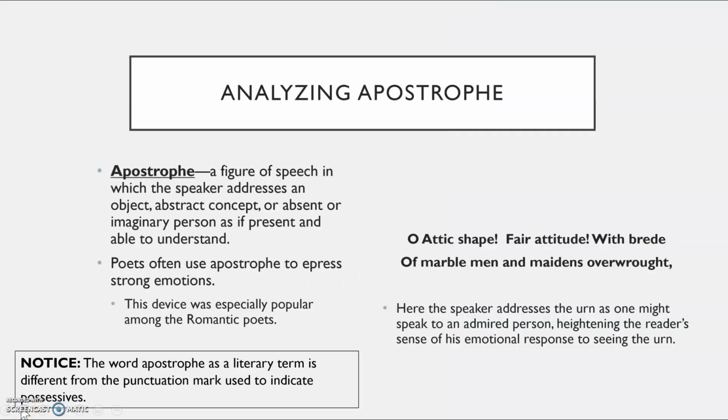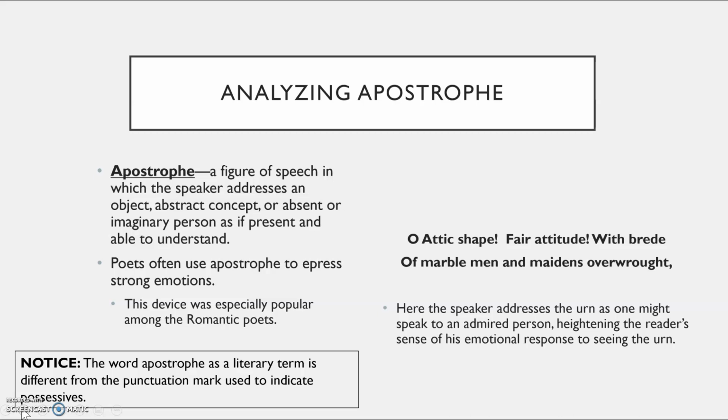And now the grammatical structure that we're supposed to analyze in this section of this unit is apostrophe. Now, we're not talking about apostrophe in terms of the punctuation mark. This apostrophe and that apostrophe are not the same thing. We're talking about apostrophe, the figure of speech, which is different, right? When you're talking about an apostrophe, the figure of speech, it's where the speaker addresses an object, abstract concept, or absent or imaginary person as if it's present and able to understand, okay?